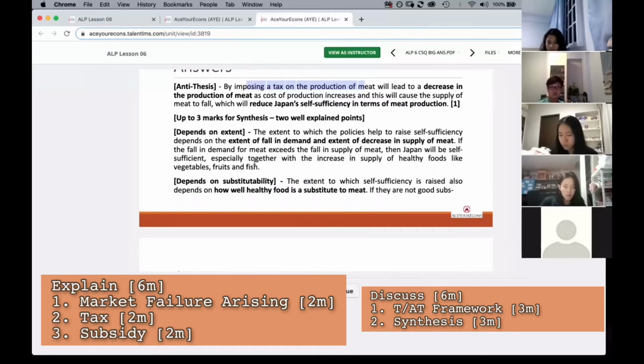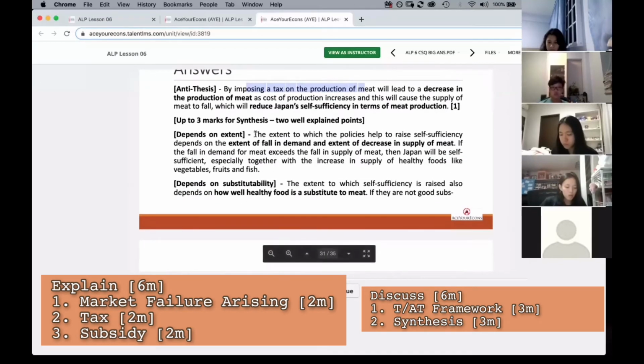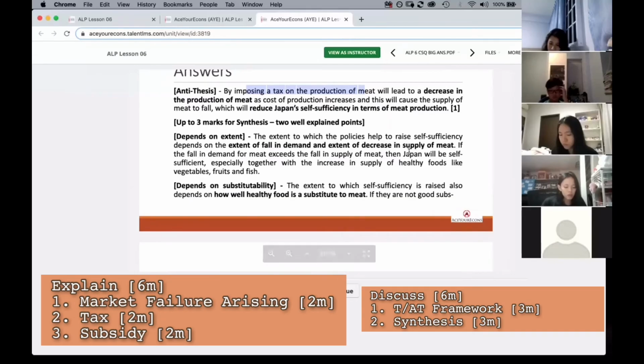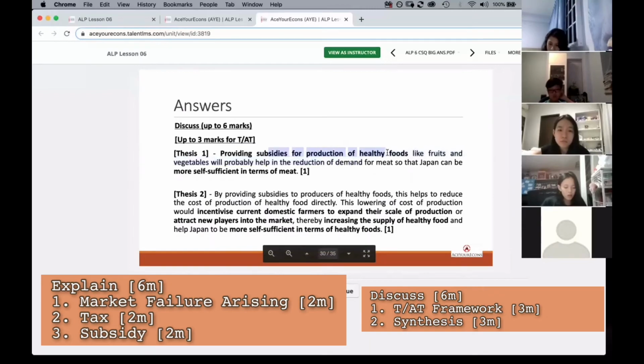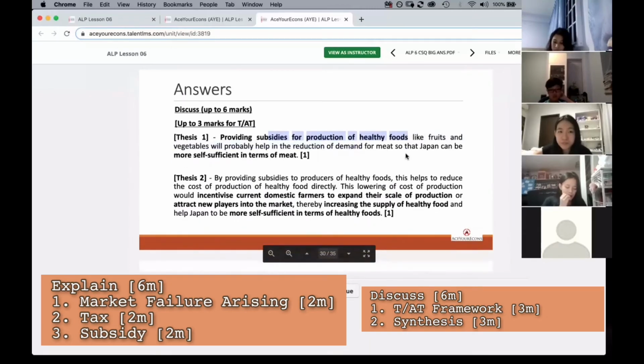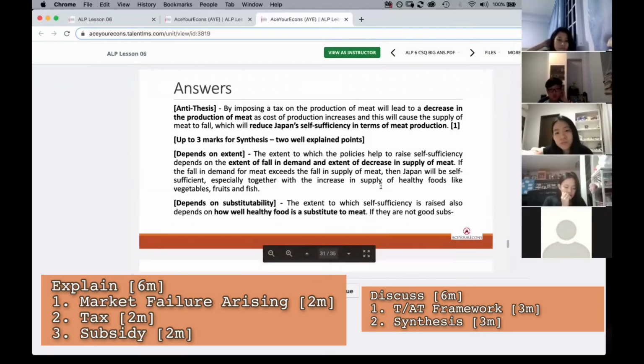So now synthesis is about how you're going to build a stand after illustrating both sides of the story. You want to talk about the extent to which the policies help to address self-sufficiency. It depends on the extent of fall in demand and the extent of fall in supply. The fall in demand comes from subsidies on healthy food, and this curbs the demand for meat, whereas the fall in supply is from the tax. So which effect will outweigh the other?